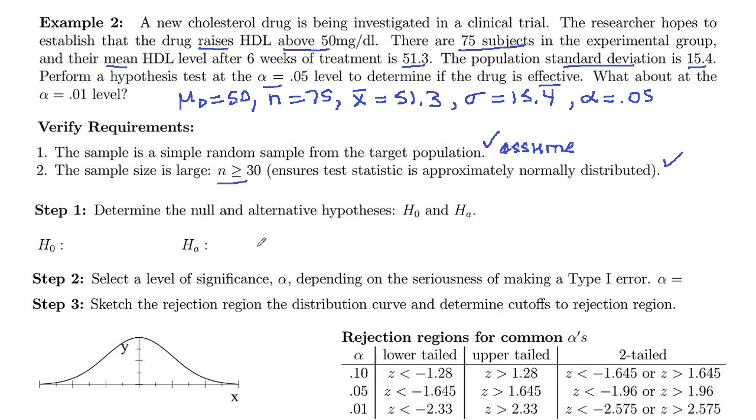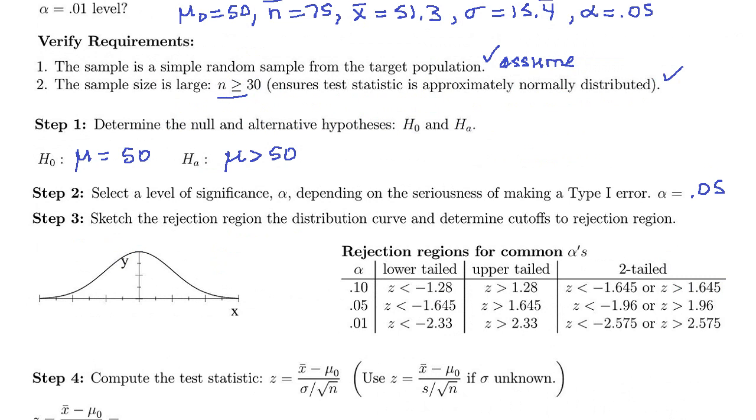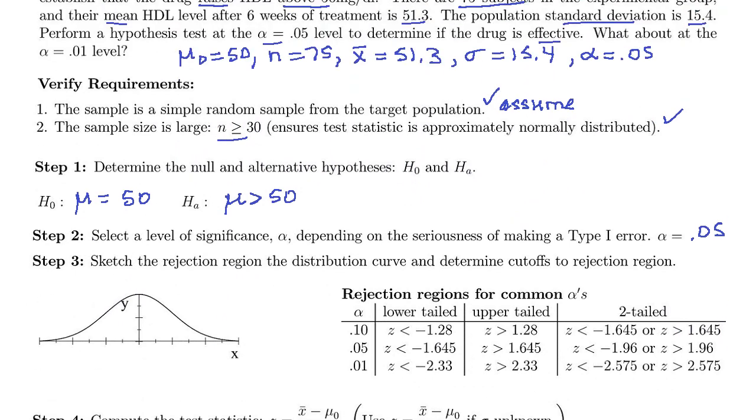Null and alternative. So the alternative is what you're trying to show, that it raises HDL above 50. So that would be mean greater than 50. And then the null would be no effect, mean equals 50, or less than or equal would be fine. Select your level of significance alpha. So for us, 0.05 to start. And then let me go ahead and grab my values here and bring them down.